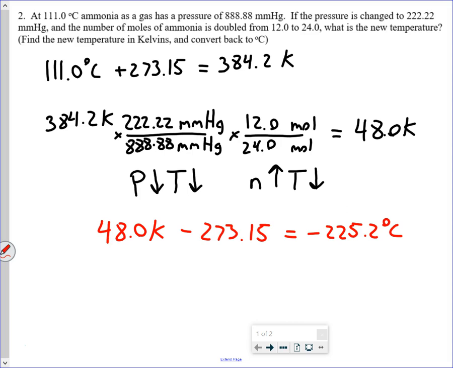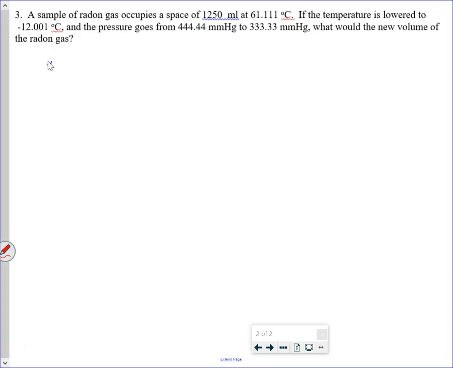Let's try the next one. Same thing, we're going to be looking at how the moles affects different gases. So in this one, we've got a sample of radon. It occupies a space of 1,250 milliliters at 61.111 degrees Celsius. We're going to have to switch that to Kelvin in just a little bit. If the temperature is lowered down to negative 12.001 Celsius, and the pressure goes up from 444 to 333, what would the new volume of the radon gas be?